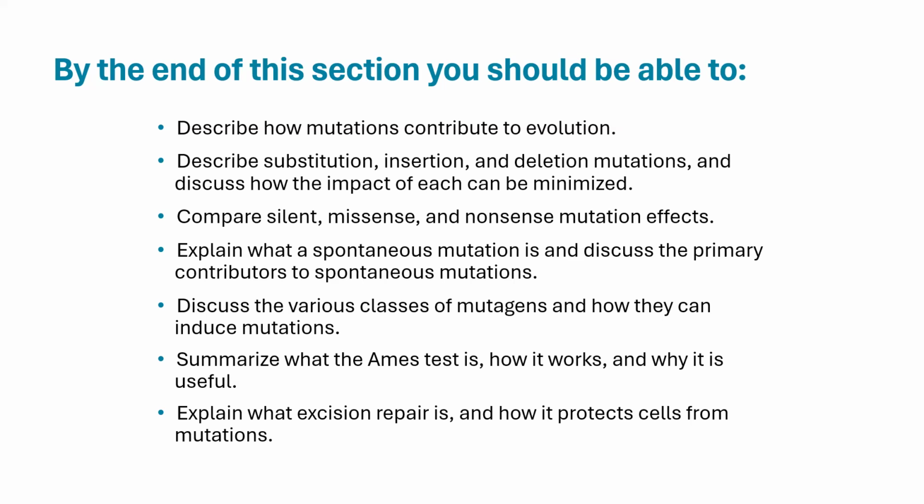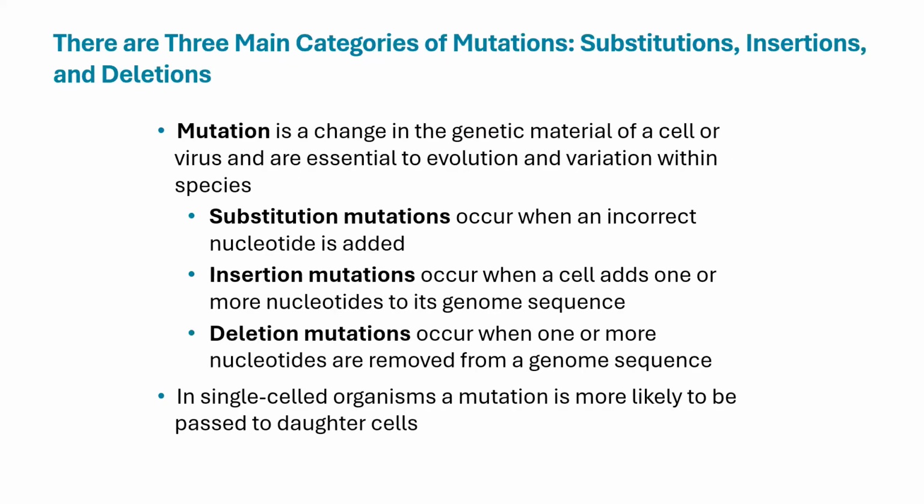Explain what a spontaneous mutation is, and discuss the primary contributors to spontaneous mutation, discuss various classes of mutagens, how they induce mutations, summarize the Ames test and how it works, explain what excision repair is and how it protects cells from mutations. Right. So there are three main categories of mutations.